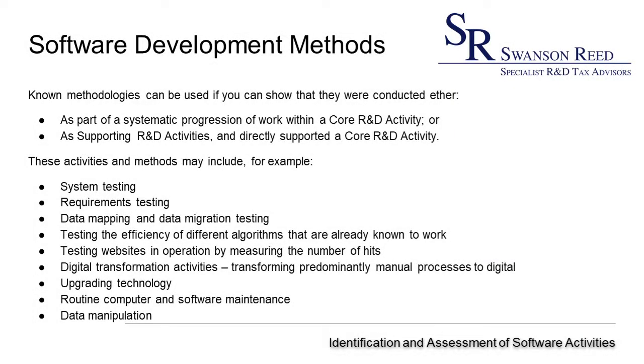Some software development work conducted may use known methodologies or techniques. However, it's important to show that they were conducted either as part of a systematic progression of work within a core R&D activity, or as supporting R&D activities and directly supporting a core R&D activity. These activities and methods may include, for example, system testing, requirements testing, data mapping and data migration testing, testing the efficiency of different algorithms that are already known to work, testing websites in operation by measuring the number of hits, digital transformation activities such as transforming predominantly manual processes to digital, upgrading technology, routine computer software and maintenance, or data manipulation.